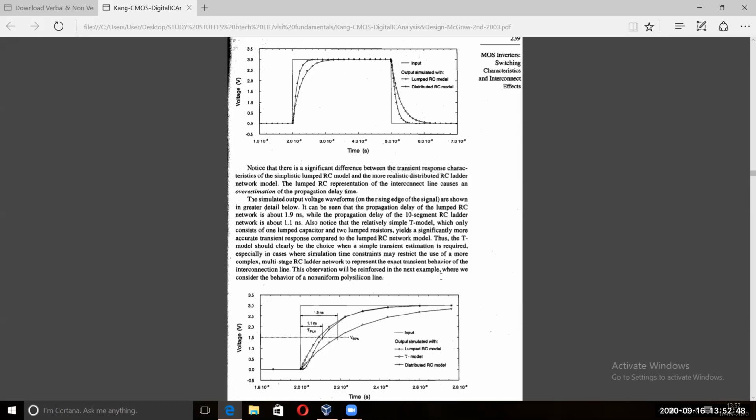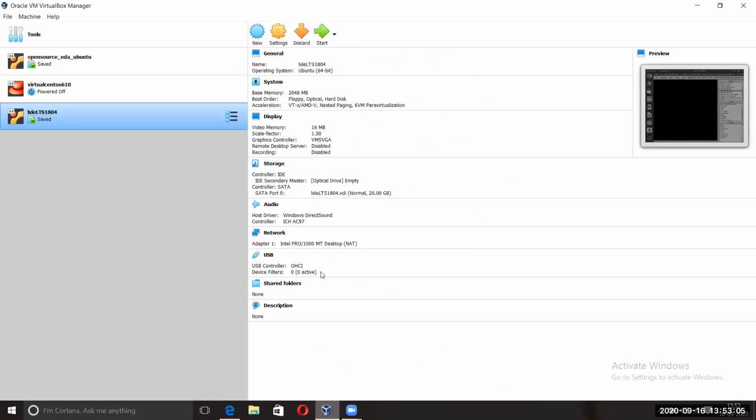Okay. So here you can see the lumped network delay is 1.9 and the distributed 10-segment RC ladder is 1.1. We will verify it now practically, drawing the schematic and verifying, writing the netlist, to see how it is actually working.